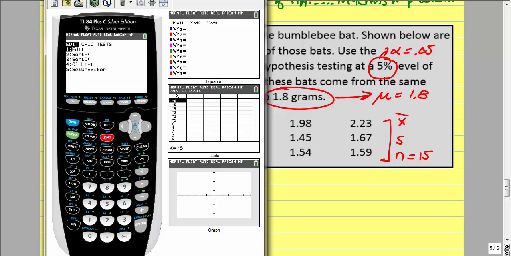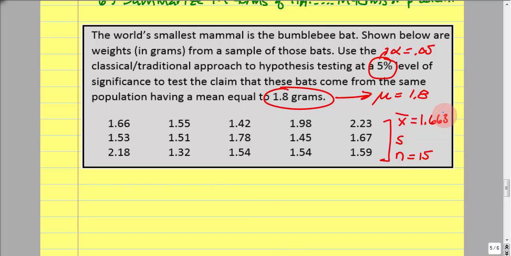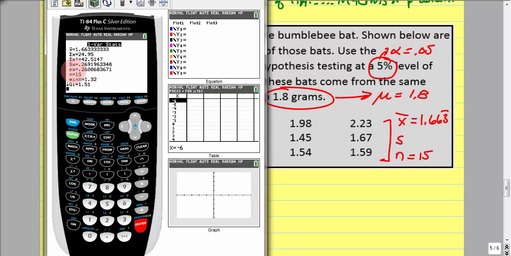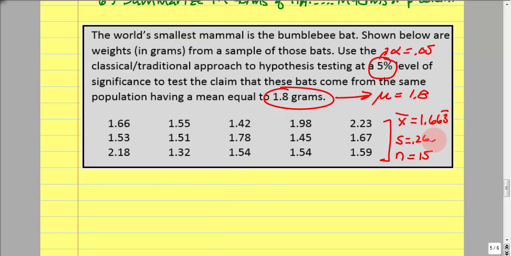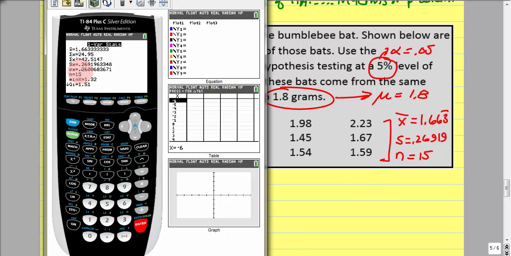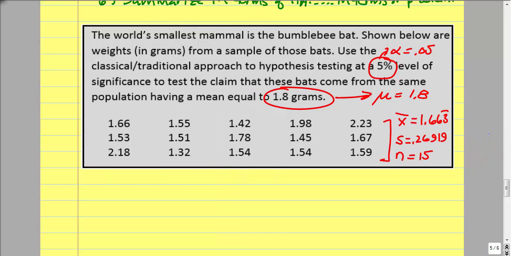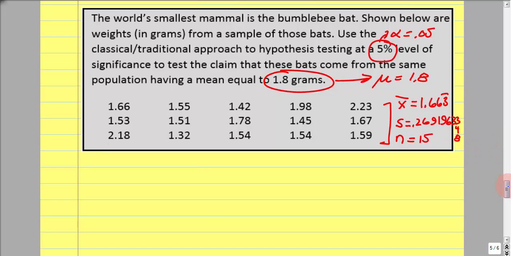Now to come up with my summary statistics, I go to Stat, Calc, One Variable Stats. I don't have a frequency list, I'm just working with L1. So we go ahead and hit Enter, and here are all my stats. It looks like X bar is equal to 1.66 with the 3 repeating, and we'll figure out what to do with that in a second. And my standard deviation is 0.26919, 63348. Okay, so let's go ahead and look to see what we have.